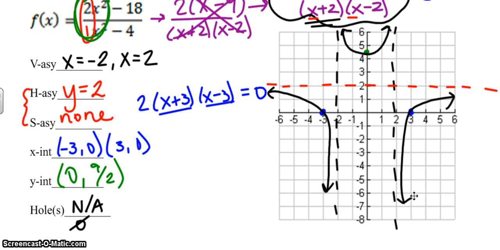Now, on a test or a quiz, we'll be looking for plotting all of the key features, which is all of this stuff, and then you can use your calculator to help you connect all of those things. But we should see clear points and clear asymptotes drawn in.